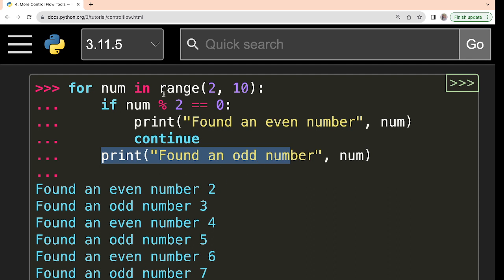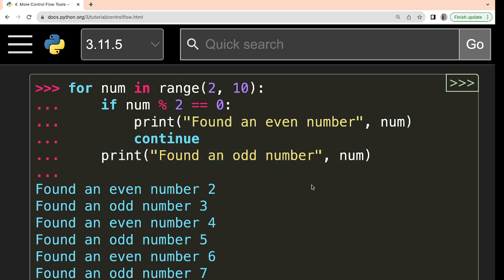So it will go with 3. Now 3 modulus 2 equal to 0, the condition is false, and because of that it will not enter here. Since it will not enter, the continue statement will not get executed, and then it will fall to this particular statement and print found an odd number. Okay, so that is how it is happening.